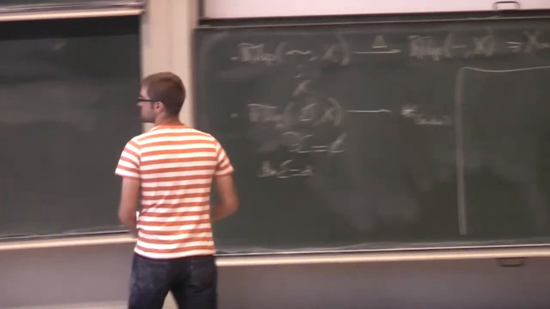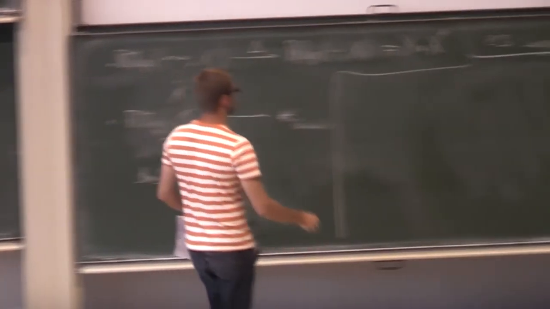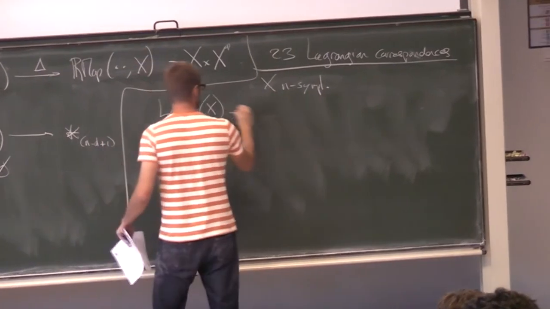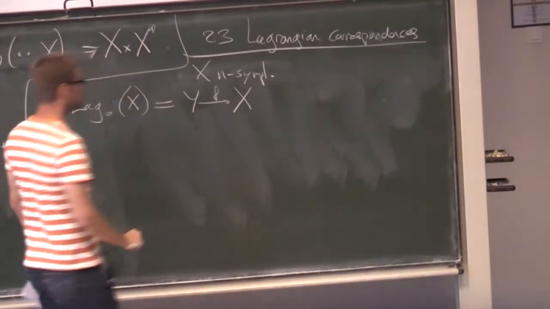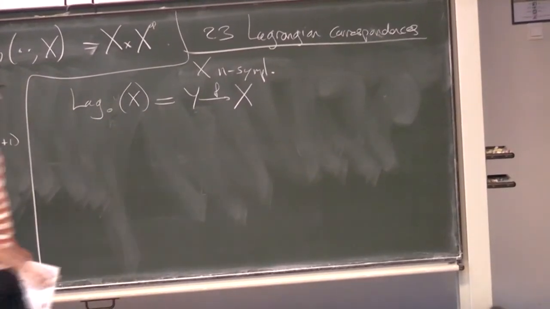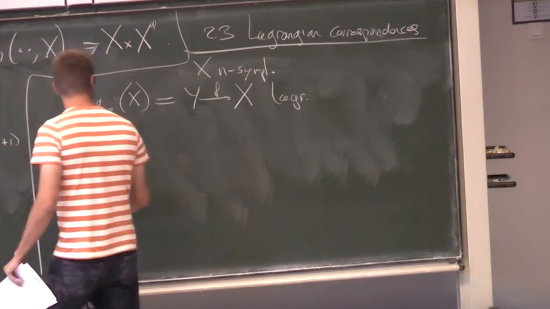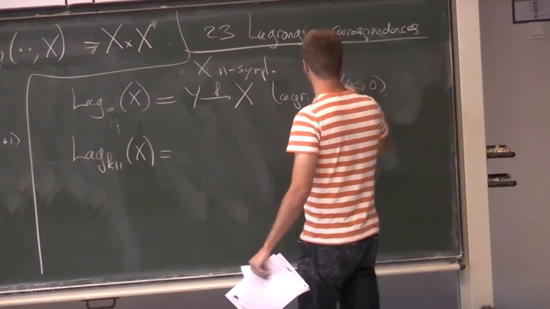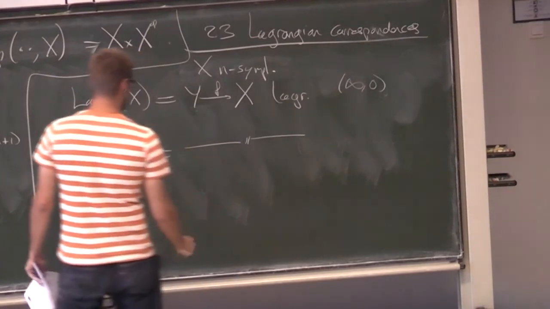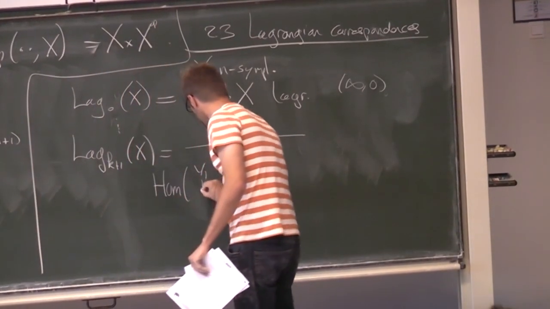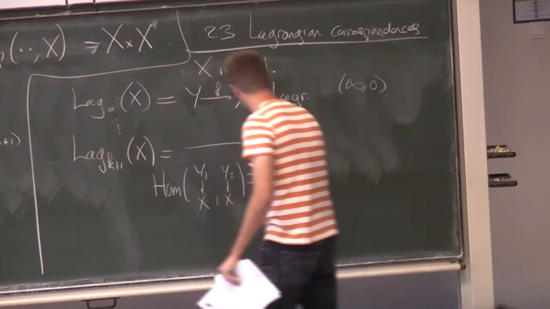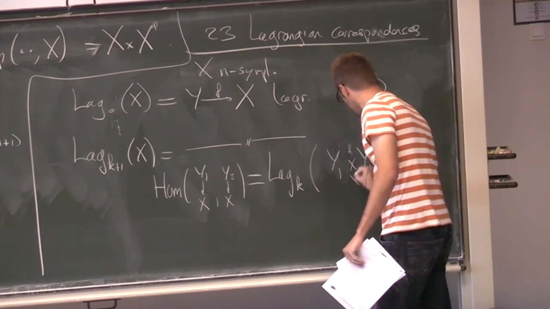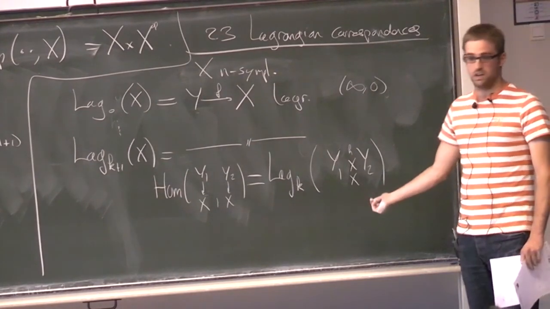Okay. So I just play the same game as before with the category of correspondences. So now X will be n-shifted symplectic. I'll define Lag 0 of X to be the (infinity,0) category of objects with a map to X which are Lagrangian. And iteratively, I'll define Lag k plus 1 of X, which will again be an (infinity,0) category. The same objects, and now morphisms from Y1 to Y2 will be Lagrangians inside Y1 times Y2 over X, and I have to tell you that this is known to be n minus 1 symplectic.